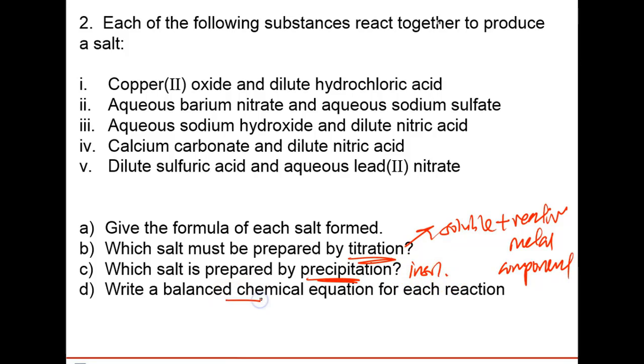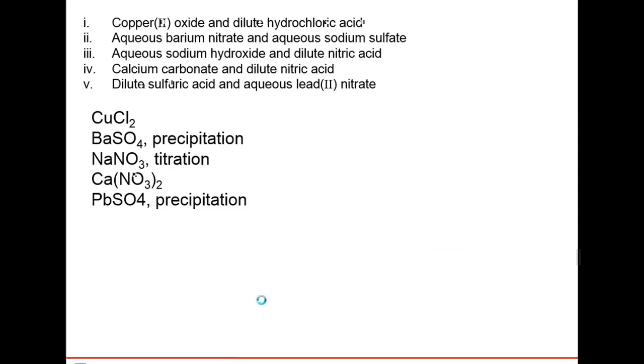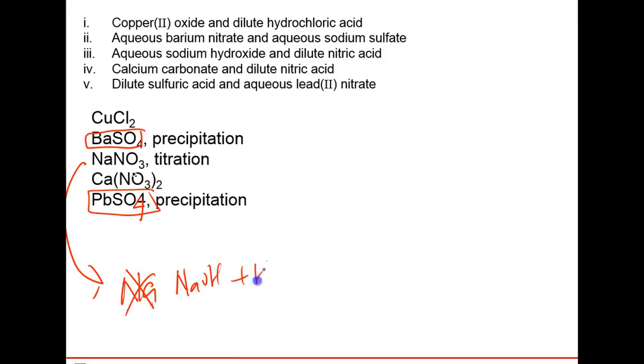Right, balanced chemical equation. Okay, so copper oxide plus HCl, you get CuCl2. This one, you get this one, this one, this one, and this one. And if you take a look through, this is insoluble in water, this is insoluble in water. So you prepare this by precipitation. Sodium nitrate: Na is very reactive, so you cannot use Na itself, you must use NaOH. So to do the reaction between an acid and an alkali, which are both soluble in water, we use the titration method.